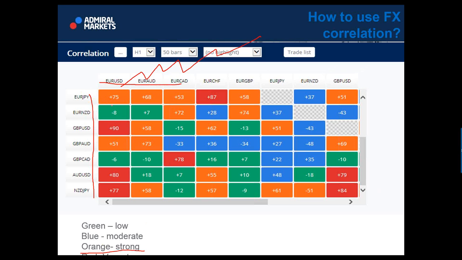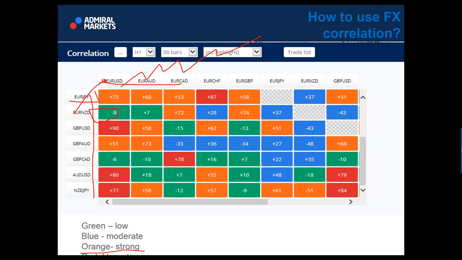So if you open euro dollar trade, be aware that if you want to open euro yen, they will move in the same direction. Okay? But if you open euro dollar trade and euro New Zealand trade, guys, look how this is interesting. We both have euro as main currencies here, right? And look at this, euro, but they don't go in any correlation. The correlation is low. It's green and it's -8. It tends to be a negative, so maybe they will be moving a little bit in the opposite direction.